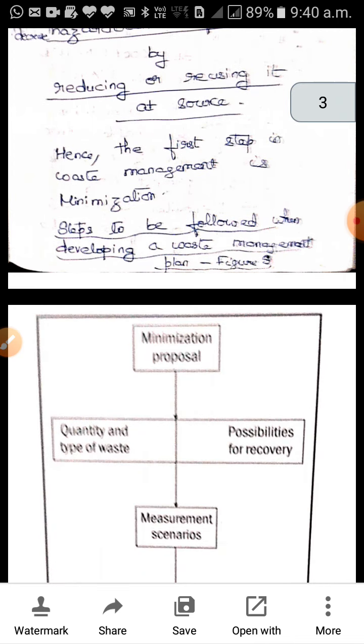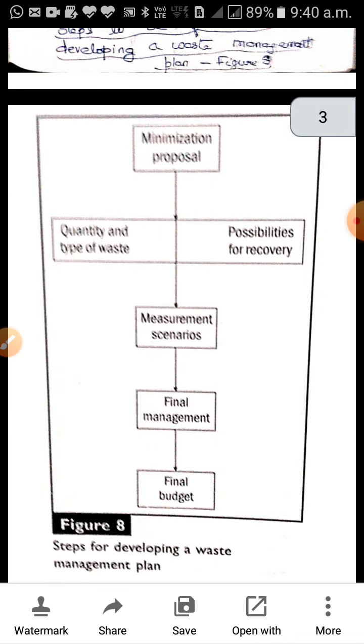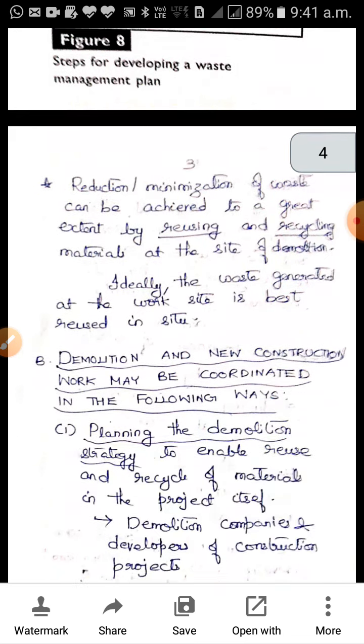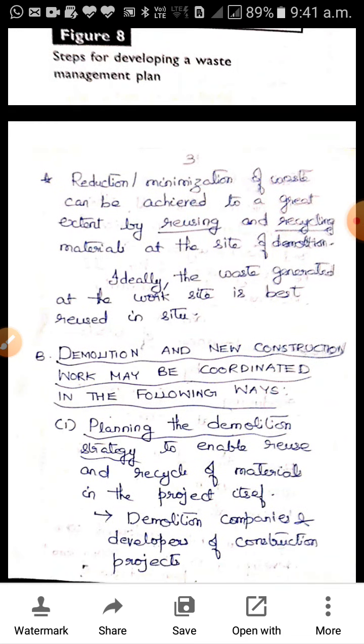And what are the steps to be followed when developing a waste management plan? This is a flow chart: minimization proposal, then measurement scenarios, final management, and ultimately you have to find the budget. Now if you reuse and recycle materials at the site of demolition, you can reduce or minimize the waste. So it can be reduced at the site itself. That is the ideal condition.